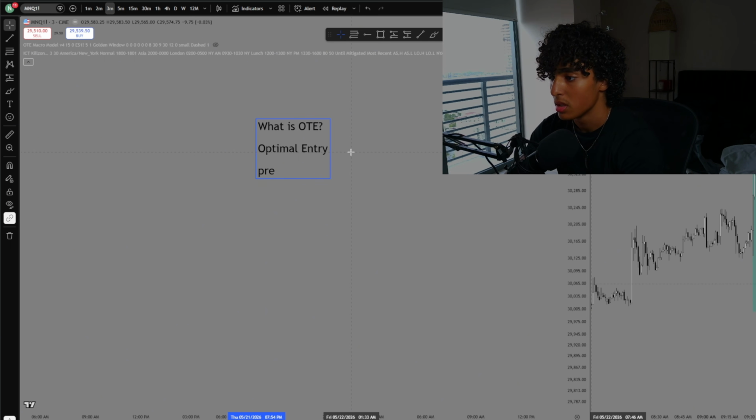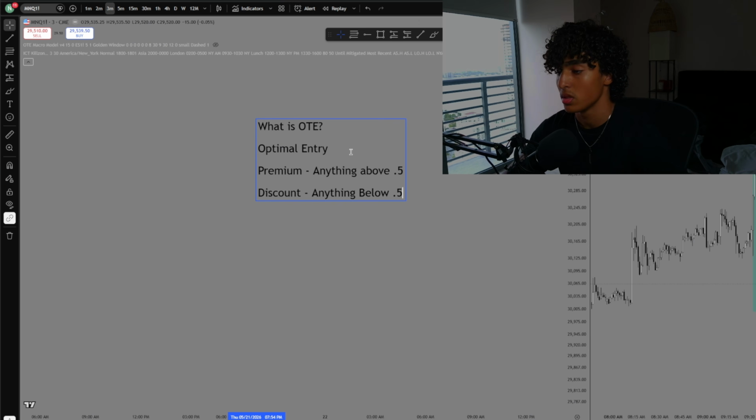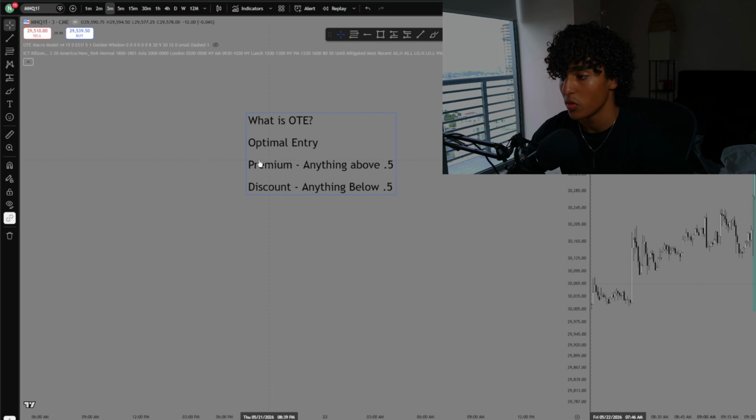So there's two things. Premium is anything above 0.5, and then discount is anything below 0.5. So this is two things: optimal entry, premium, anything above 0.5, discount, anything below 0.5, right? Like the 0.62 and 0.79 levels.